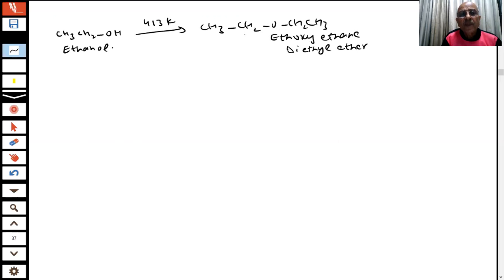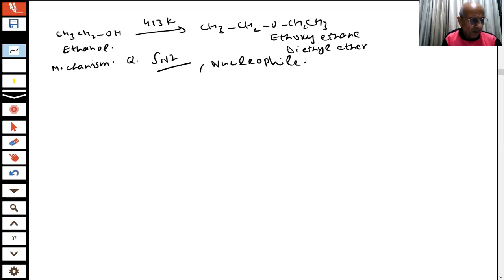So what is happening? We know the mechanism now. What type of reaction is this? This question was given. What type of mechanism is this? I'm not asking to write the complete mechanism, but what is this known as in chemistry? SN2, bimolecular nucleophilic substitution reaction. Which is the nucleophile here? What nucleophile is there? CH3CH2OH, alcohol. This is the nucleophile. This one.